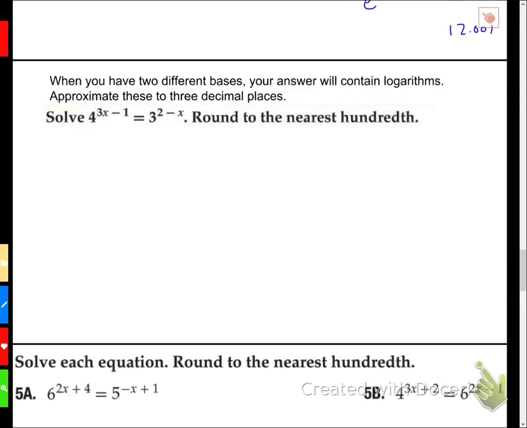Okay, so now this is where it gets really fun. You're going to have x's in both exponents, and you have different bases. So we're going to natural log both sides, and we're going to end up with 2 natural logs. We want to just end up with one irrational number. It's easiest to deal with these irrational numbers when you divide by the larger one.